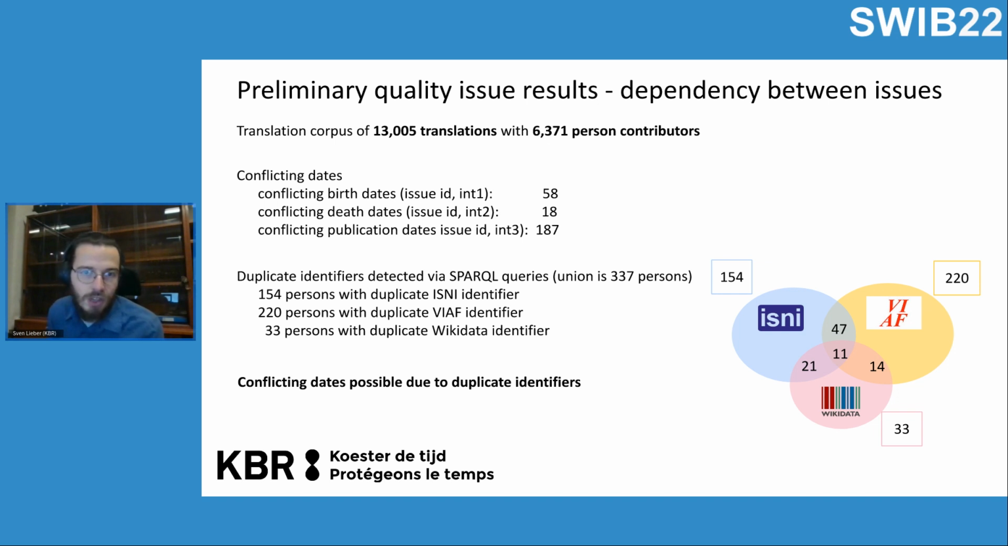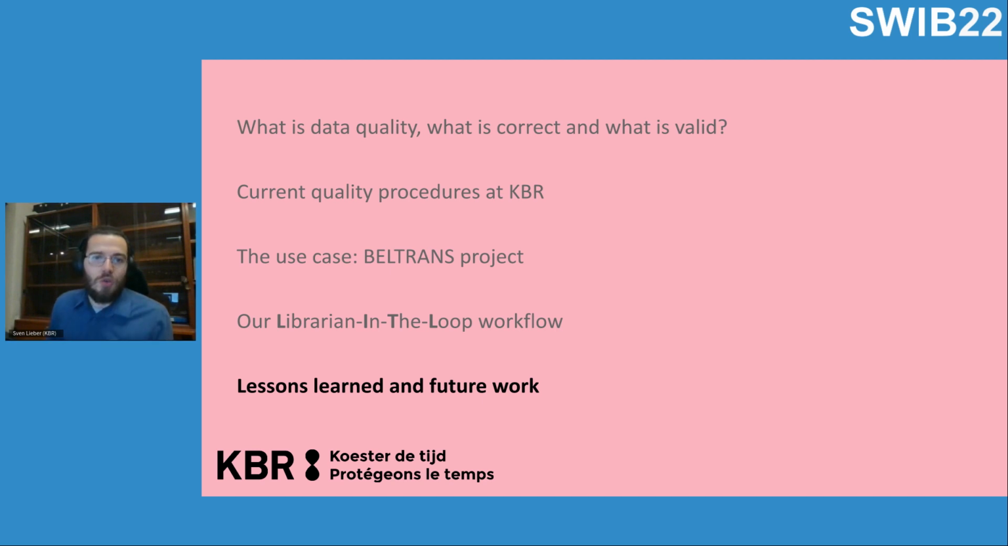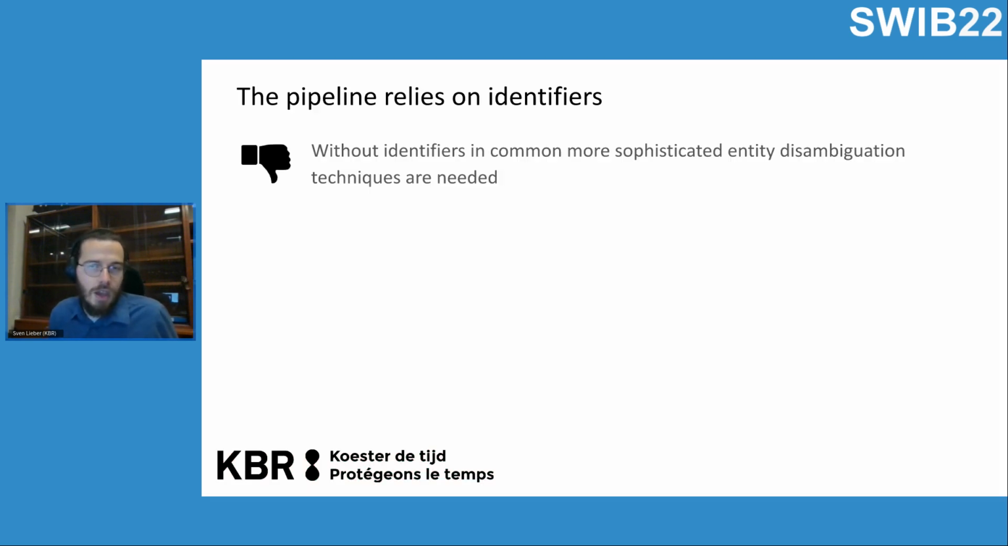Important to mention here as well, of course, is that there is some dependency between the issues. If there are conflicting births at one authority, that might be because two authorities are mixed up, so we should first check the duplicate identifier issues. And as mentioned, it might not even be an issue, because it could be that two pseudonyms were linked. So for the last part of the presentation, I will focus on the lessons learned and future work from this ongoing work we're doing here.